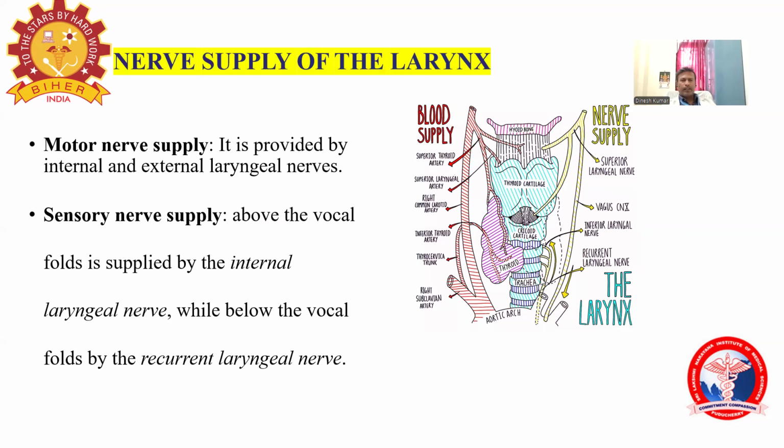The sensory supply above the vocal fold is by the internal laryngeal nerve, while below the vocal fold it is the recurrent laryngeal nerve. See here, this is the recurrent laryngeal nerve and the internal laryngeal nerve. In these pictures you cannot see the internal laryngeal nerve.